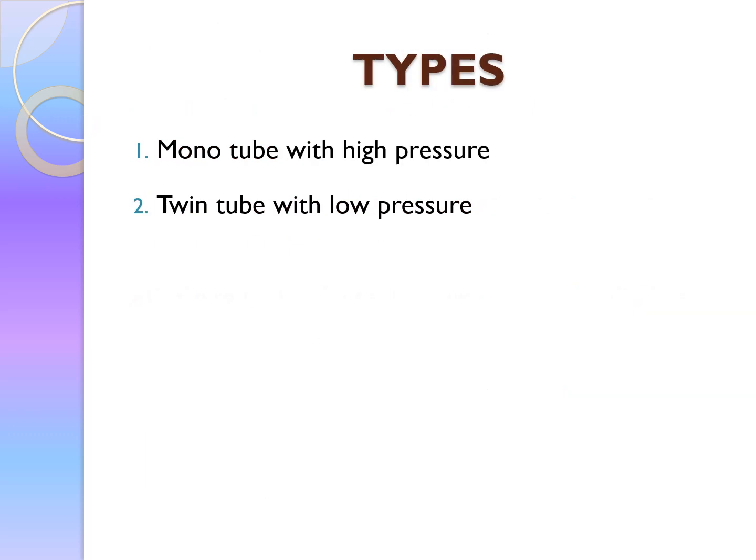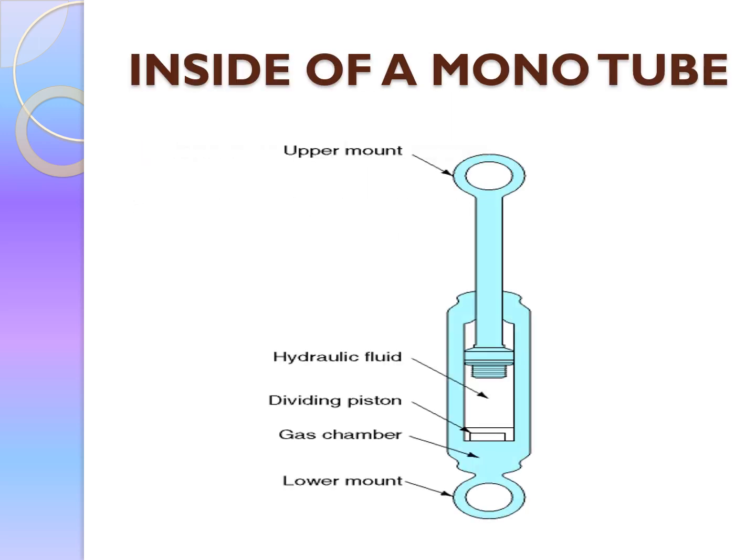These are the types of gas-filled shock absorbers. First one is monotube with high pressure, and twin tube with low pressure. And in this diagram, we can see the inside of a monotube.